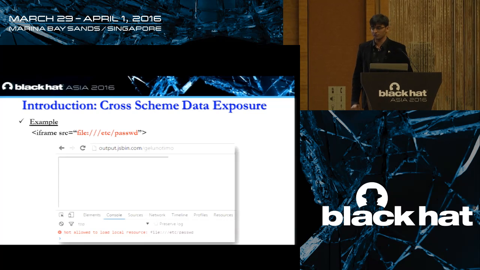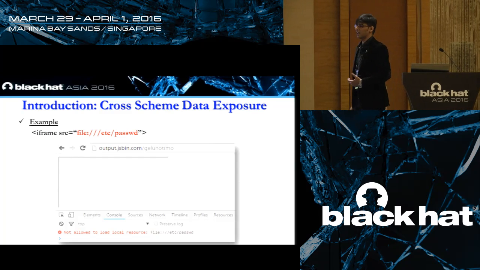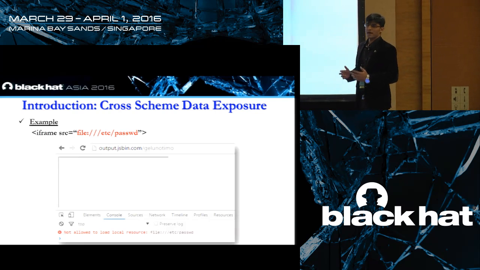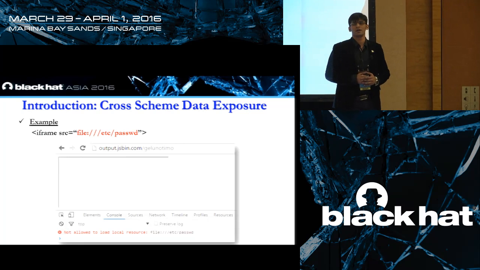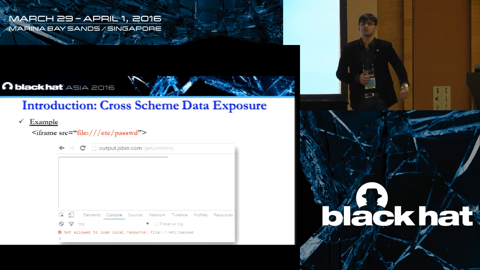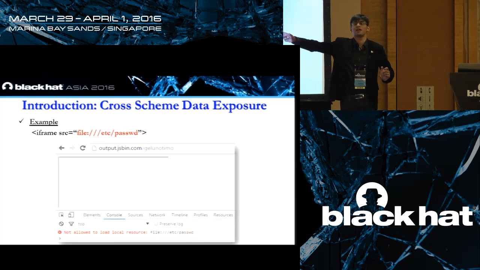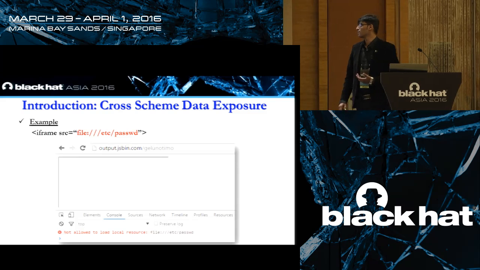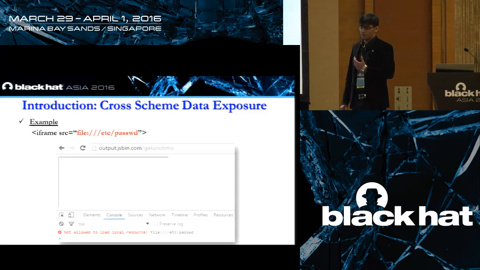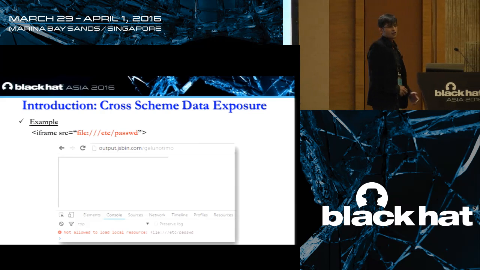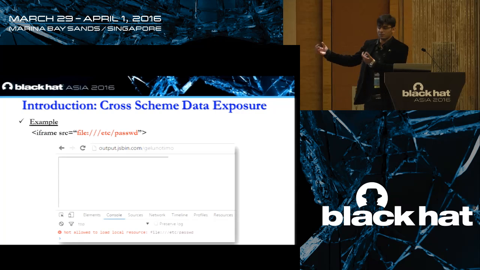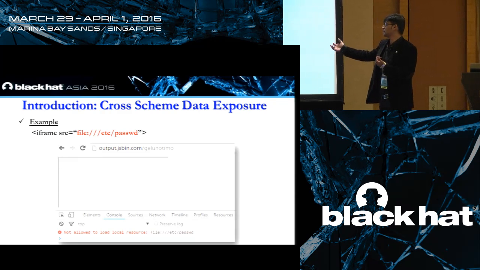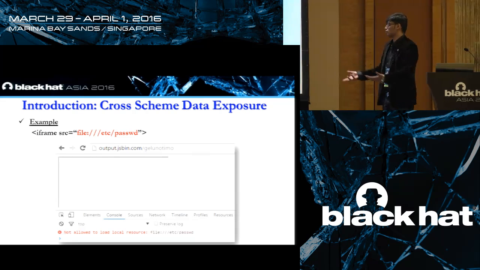Cross-scheme data exposure. This is the term that I have personally coined. This is actually a subset of a same origin policy bypass. A cross-scheme data exposure vulnerability occurs when a scheme, say HTTP, is able to access another scheme, say file scheme. This is a kind of same origin policy bypass, but I would like to call it cross-scheme data exposure. So in this case, we are trying to frame the etc/passwd file using the file scheme, and the Chrome console has this message that we are not allowed to load local resource.